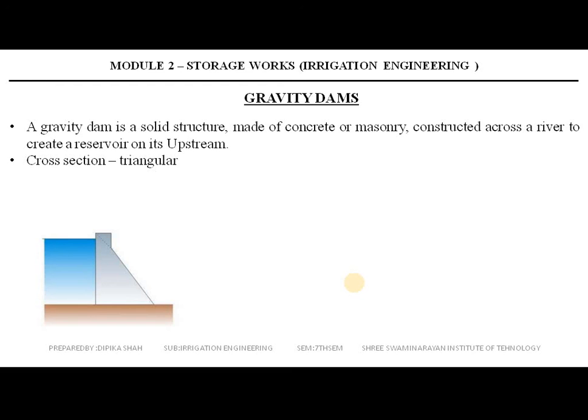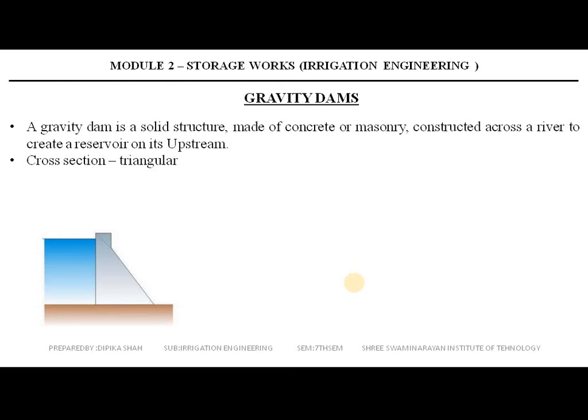are resisted by the weight of the dam itself. So the stability of the gravity dam depends on its weight. The gravity dam's section is a triangular section, right? You can see in the figure the cross section of a gravity dam, and it is triangular.